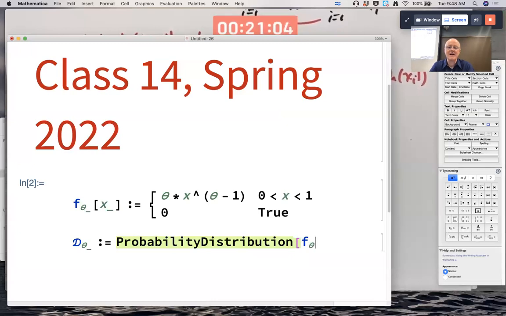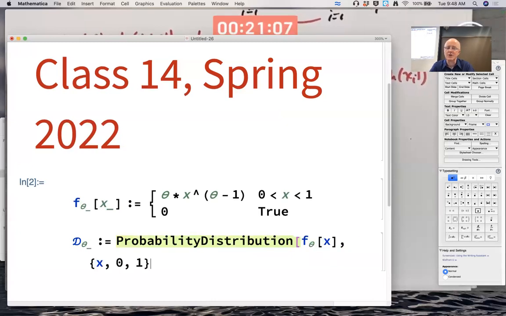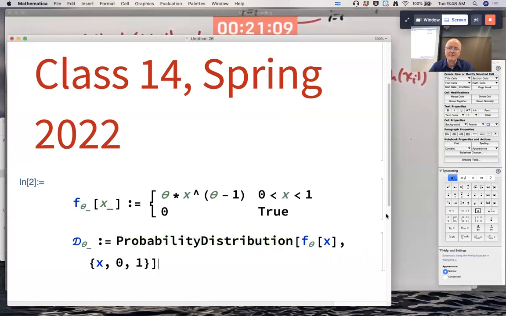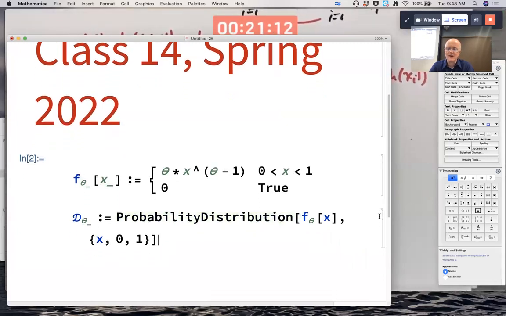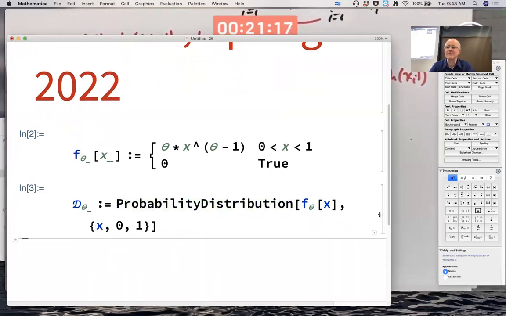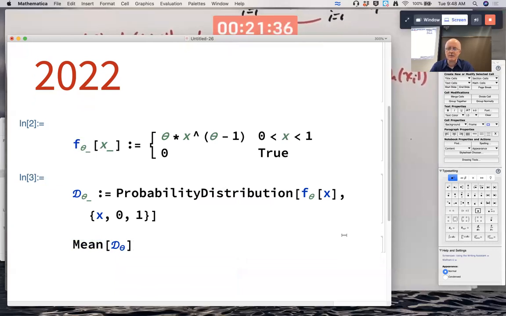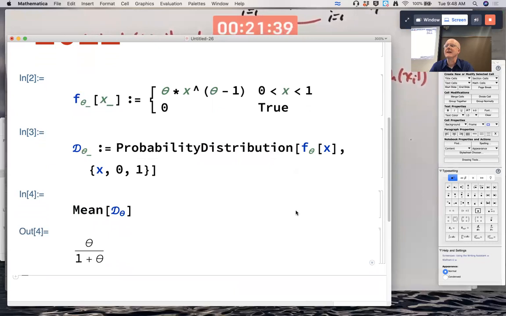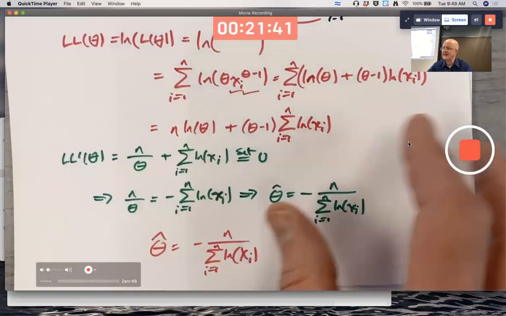F sub theta of x. X goes from 0 to 1 is the domain where the PDF is positive. That needs to be put in there. You enter this, it seems to not do anything. Well, it did do something. You just can't see anything. There's no output. If I want output, for example, if I want to know the mean of this probability distribution, I need to type Mean and then put the cursive D of theta in there. Actually, I didn't test this out for a general theta. Let's see if it works. Yep, it does. And it confirms our by hand answer, right?